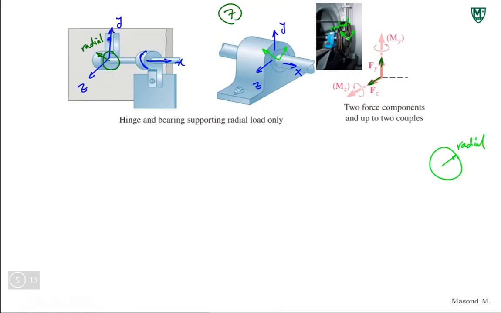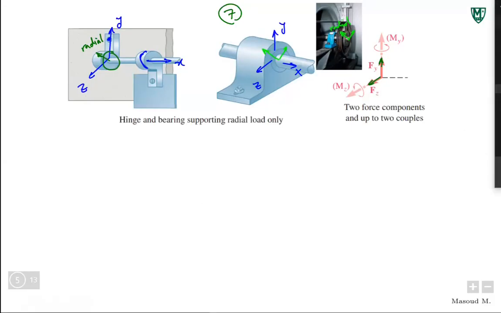Right? Hopefully, you see that. So when you remove these types of supports, you have to replace them with two force components and up to two couples, depending on the information they give you. Generally speaking, they should be there. All right, the last one. So much fun dealing with rigid bodies in 3D, right?